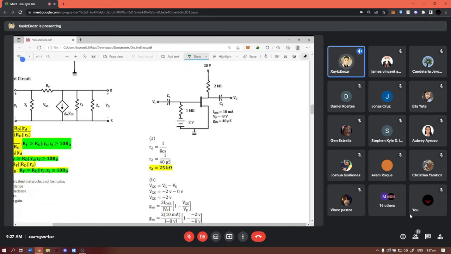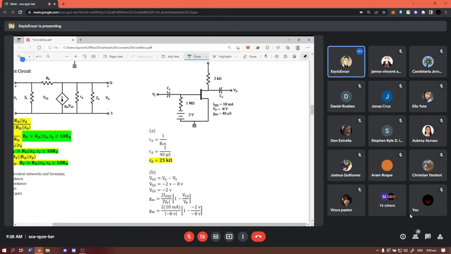So, ang source natin, DC source is 20 volts. Meron tayong RG na 1 mega ohms. Meron tayong supply dun sa ating gate, which is negative 2 volts. Okay, then given si IDSS 10 milliamperes, given si VP negative 8 volts, and yung GOS is 40 microsiemens.